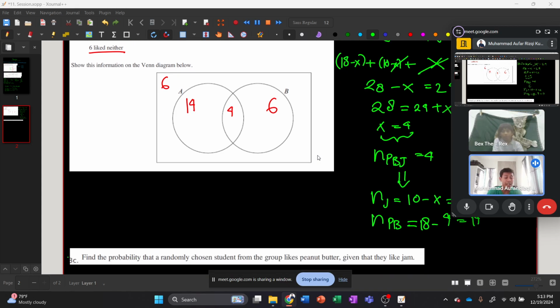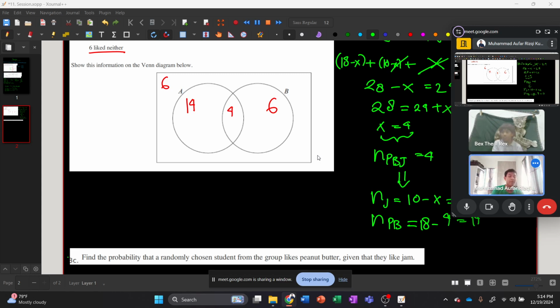Now, what they know that 100% is the 30, like jam, given that they like jam. From that, you know that certain people like jam. Now, from those people who like jam, you want to know how many of them also like peanut butter. Get the idea, Bex?